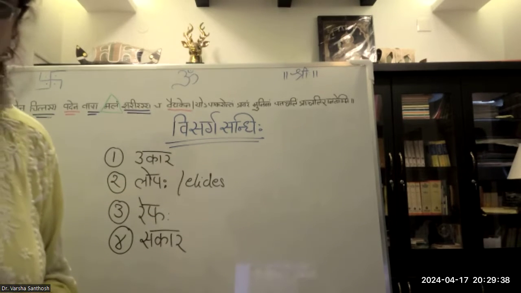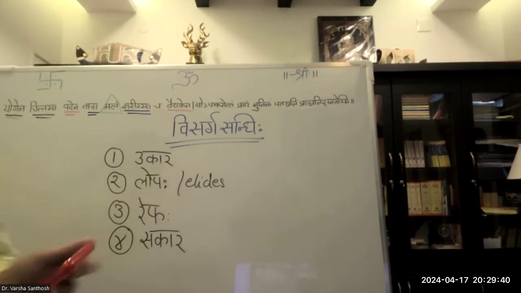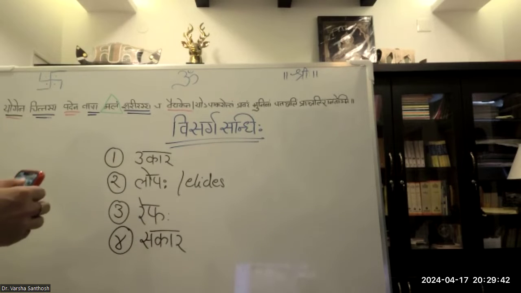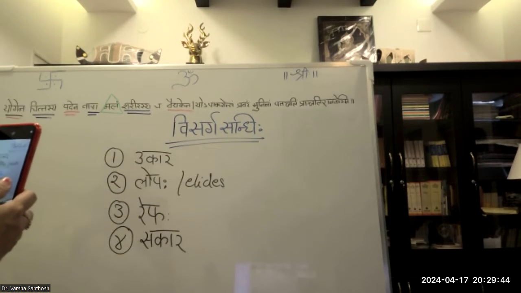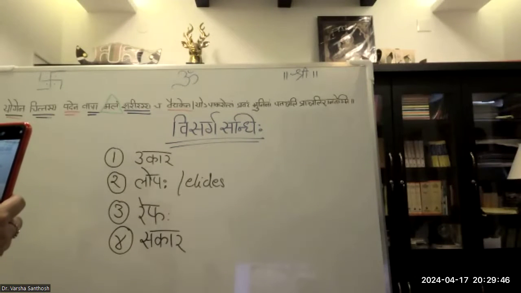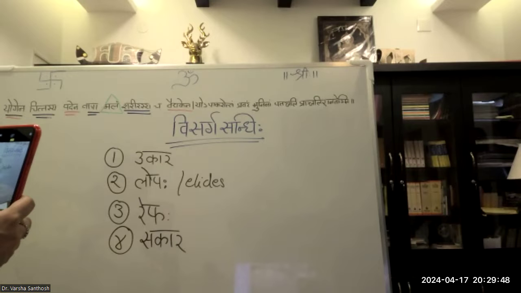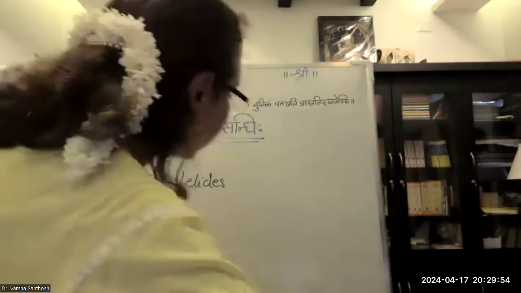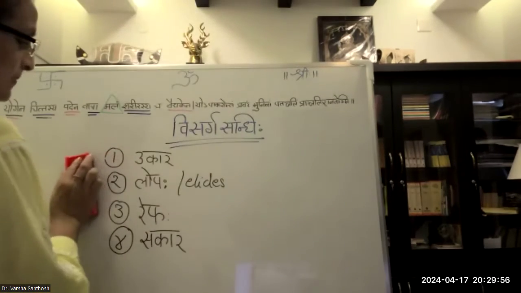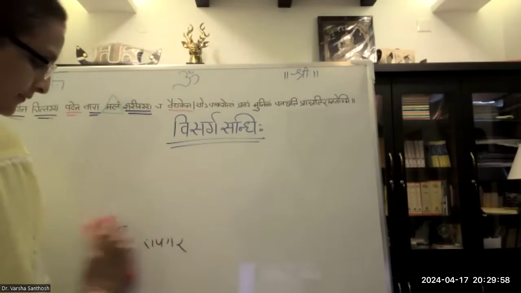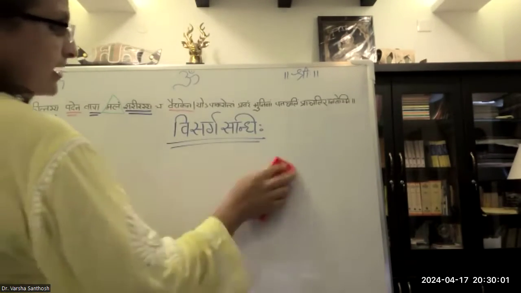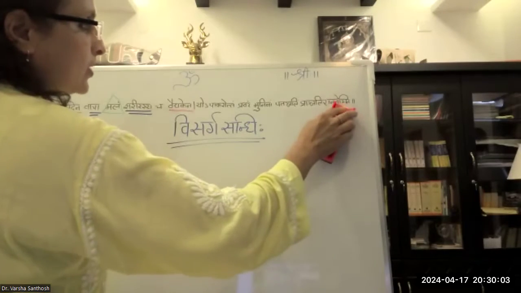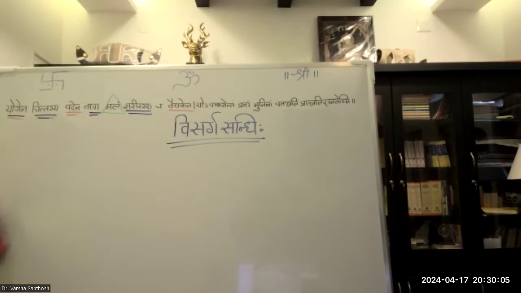I'll take a picture of this first and I'll erase the board. Okay, let us go ahead. Very interesting, actually. It's also very mathematical. So now our first one, what we said was Visarga's U will happen.